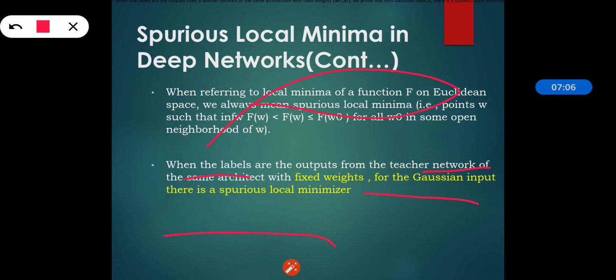So whenever we have labels that are outputs of a target network with fixed weights and Gaussian input, then we can say that there is always a spurious local minimizer. So this is all about local minima, global minima, the rearrangement of neurons in the network, and the spurious local minima in deep networks.